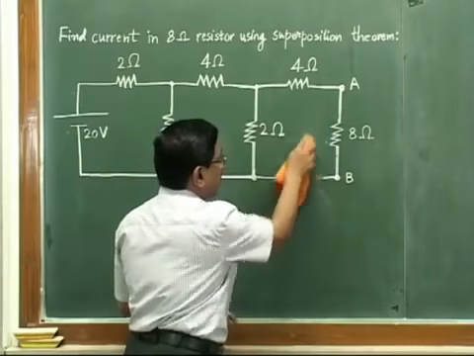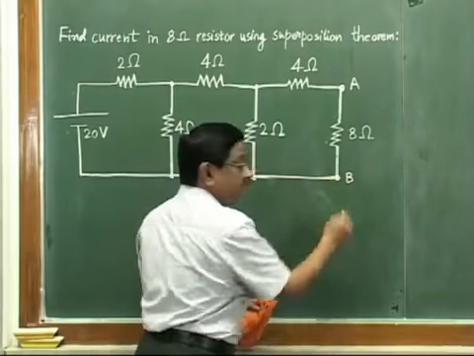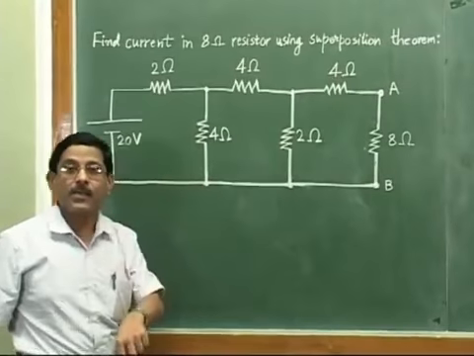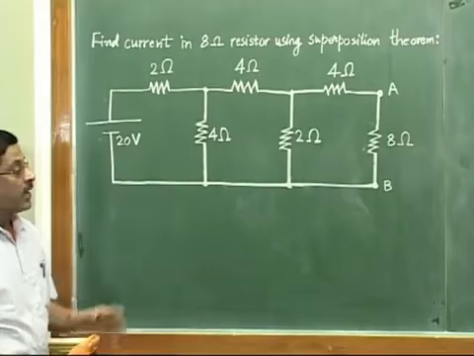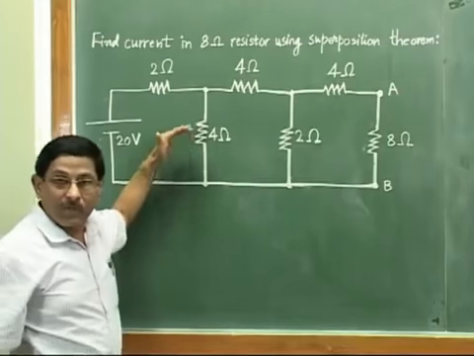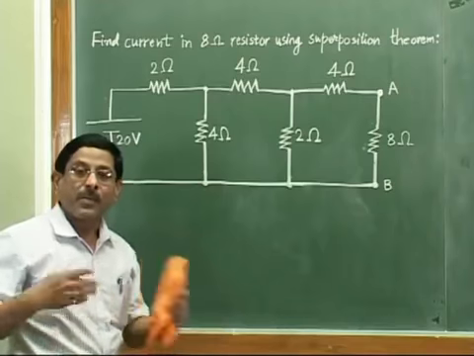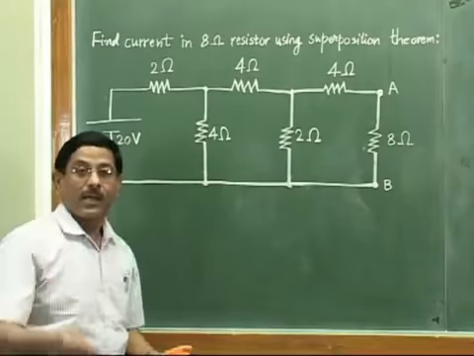Okay, so what we are doing in this first step is that we are considering that only the 20-volt battery is there, and other sources are replaced by their internal resistances. So now this will be the starting point. From this point onwards, you have to just solve this circuit by the simple method of Kirchhoff's laws, as we have considered in the earlier lecture.